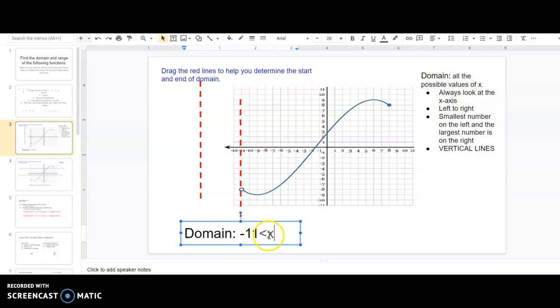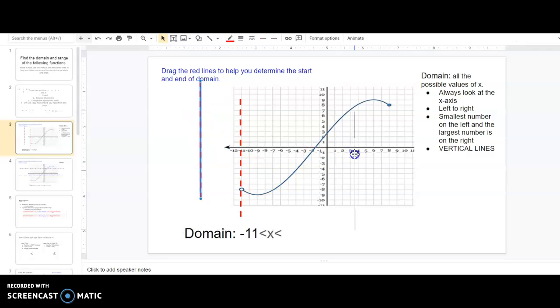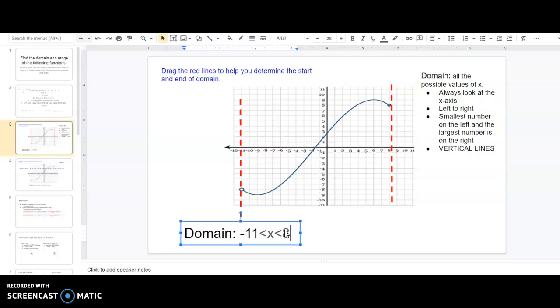So negative 11 is less than x, which is less than, because all these numbers are less than, where does it end? I'm going to drag my other vertical line to help me determine where it ends. It ends right here at 8. So down here, I'm going to put in 8, like that. Now, there is one little detail that I'm missing on this. Take a minute and think, what's that little detail?